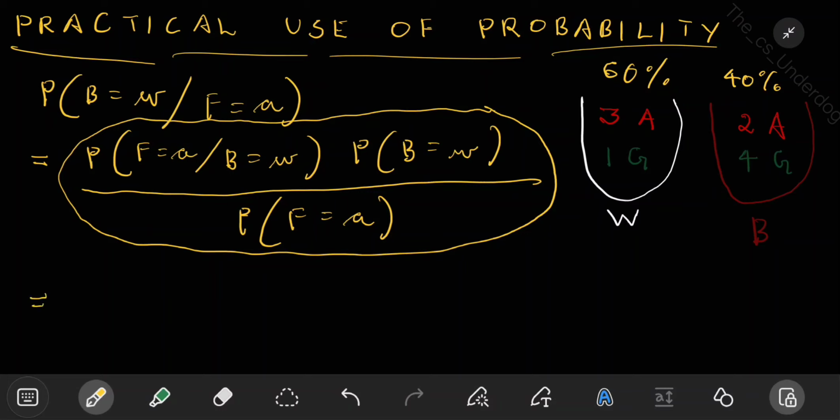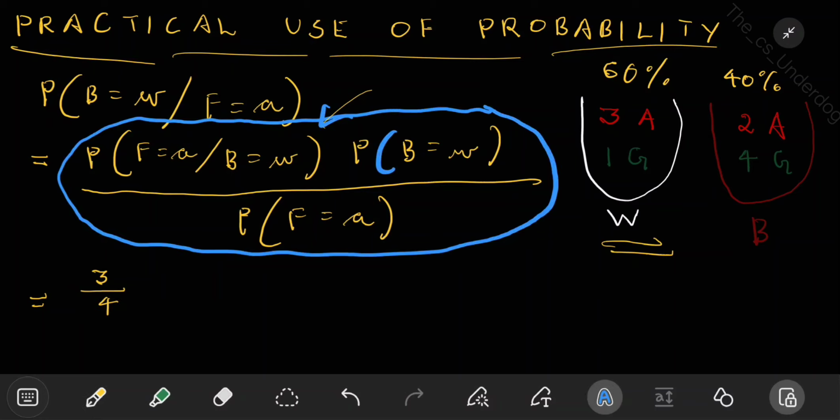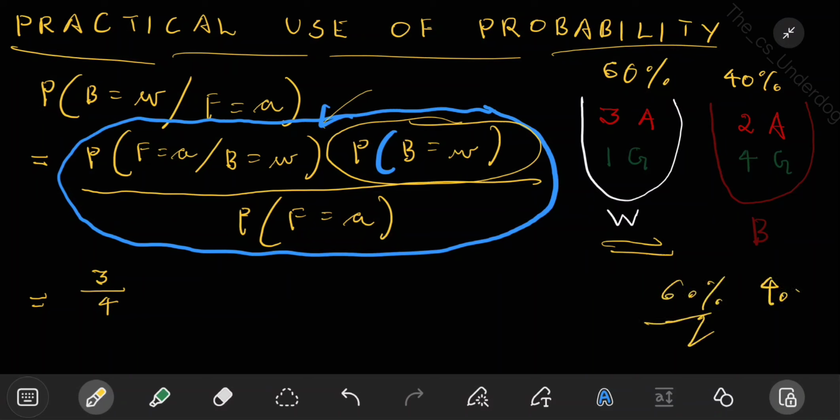First thing is probability of fruit equal to apple given bag equal to white. If I know that the bag is white, what is the probability of fruit equal to apple? That is, there are total of 3 apples out of 4 fruits, which means it is 3 by 4, into what is the probability of bag equal to white? We already said 60% times you will choose white bag and 40% times you will choose the brown bag. In that case, probability of bag equal to white is 60%, which is 6 by 10, right?